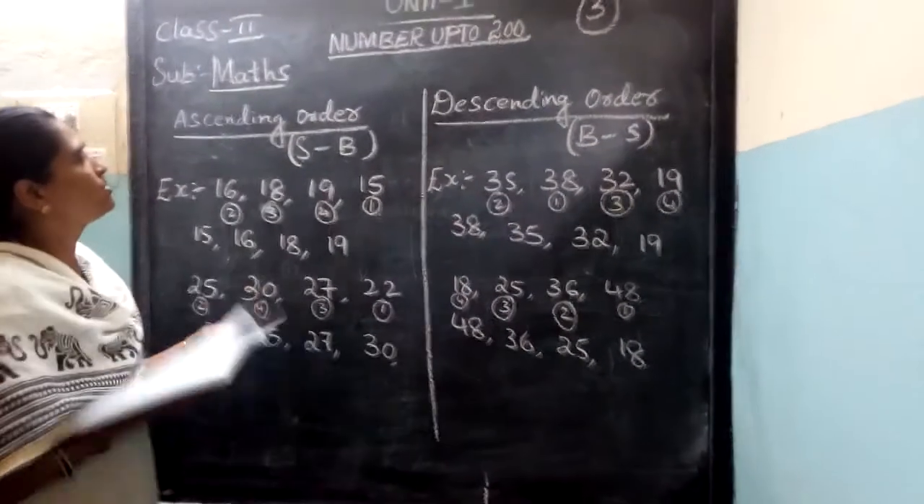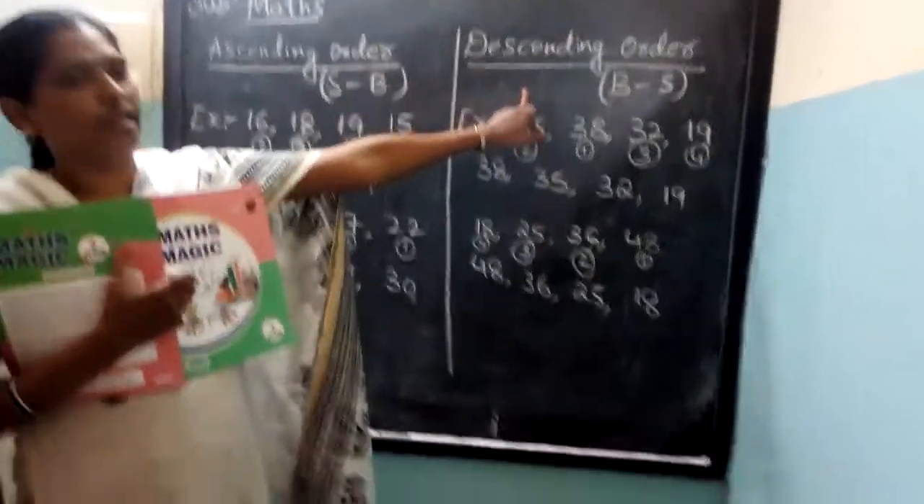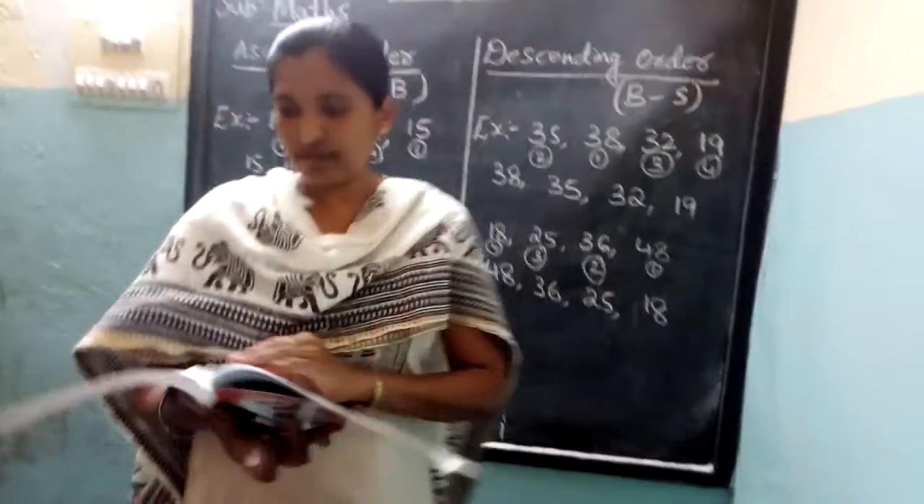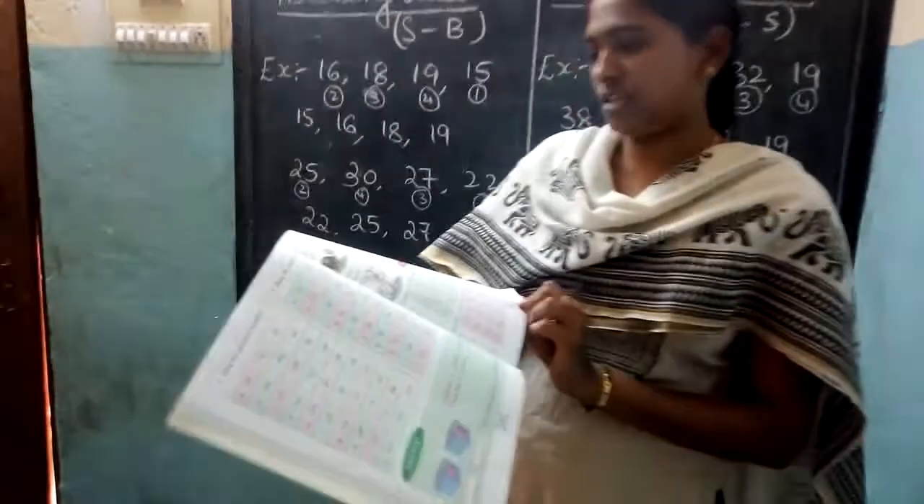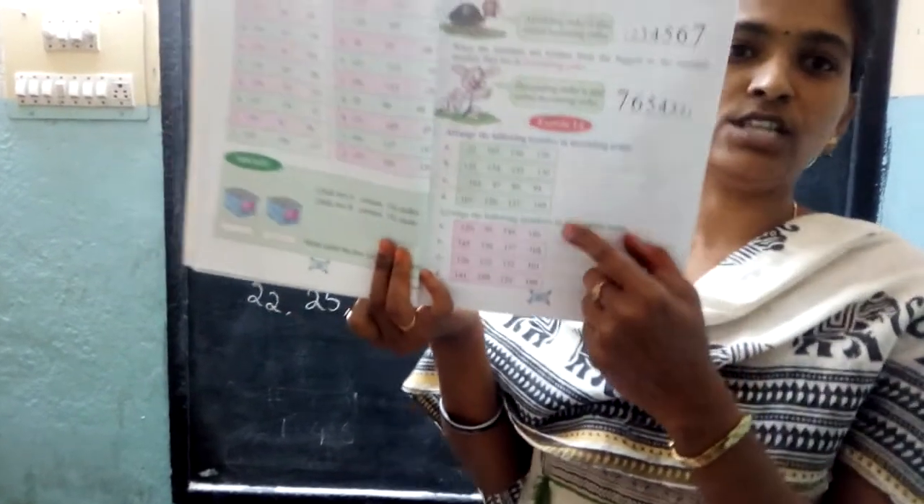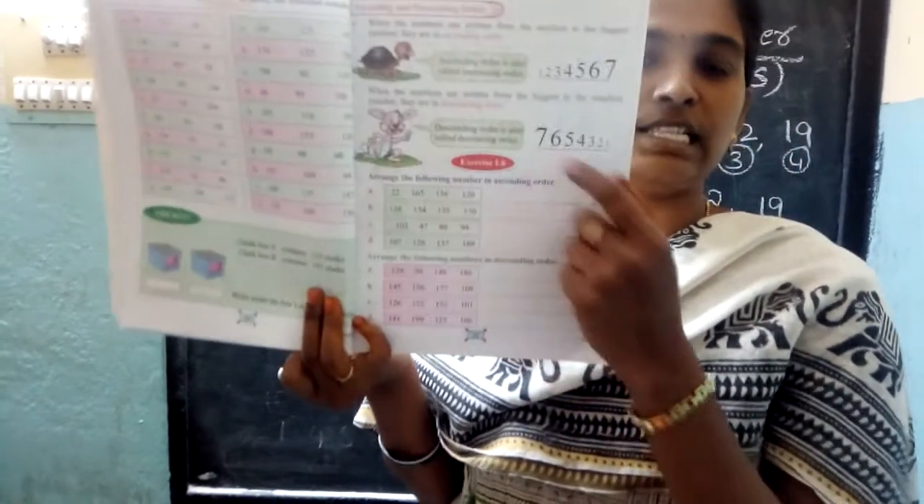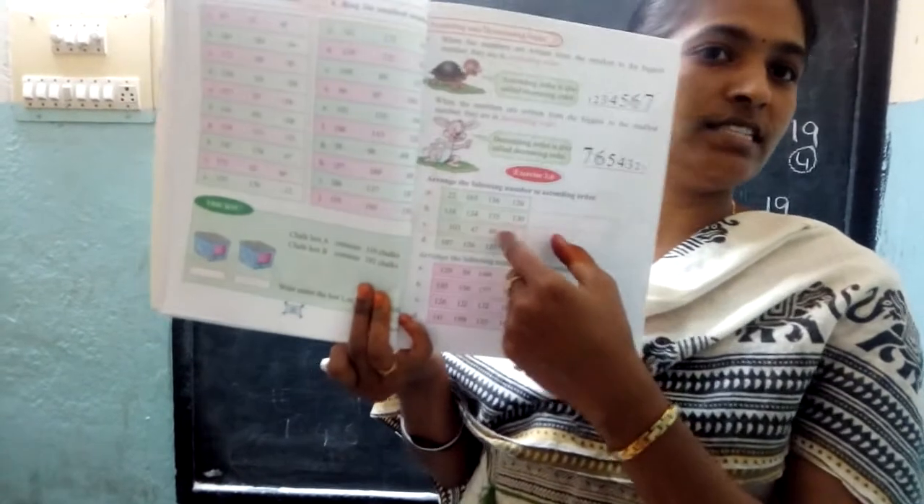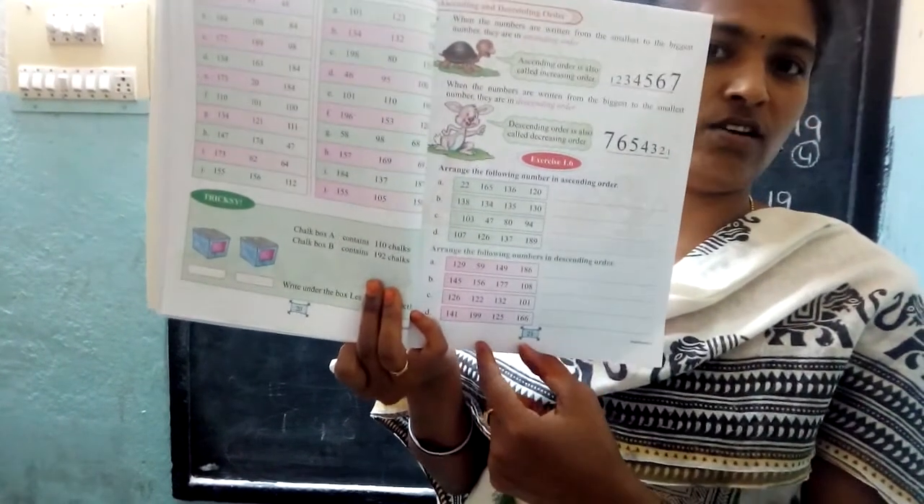I hope you understood this ascending and descending order. Now look at page number 21 in your textbook. Exercise 1.6 is there. You have to practice in this textbook only. Otherwise I will send a pic. First one is ascending order. Second one is descending order. Okay, thank you children.